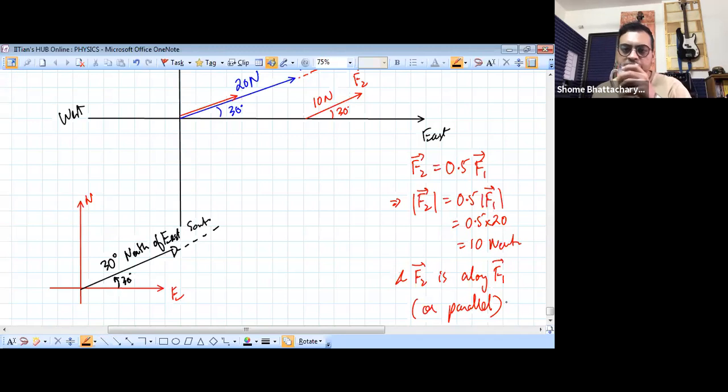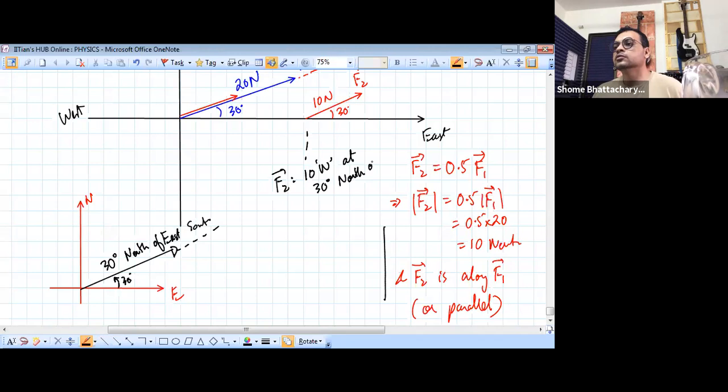So now in words, how can we describe F2? I can say that F2 is 10 newtons, again at 30 degrees north of east. Same direction as F1. Okay. So this is fully clear to all of you people.